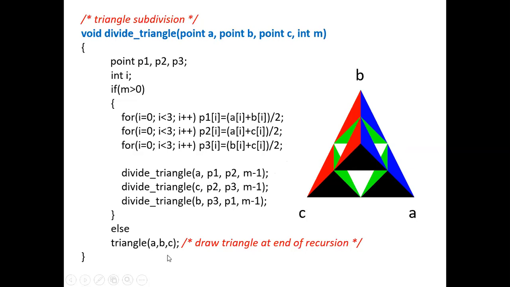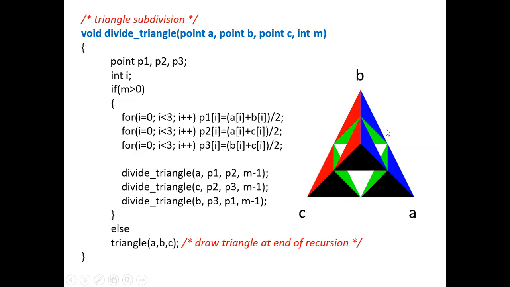Again, you have divide triangle for you will be considering this part of the tetrahedron, right? So C is the point. So here what is the point for AC? AC means it is point P2. So C, P2. For BC, what is the point? It is P3. So C, P2 and P3, right? So C, P2, P3, comma, M minus 1.